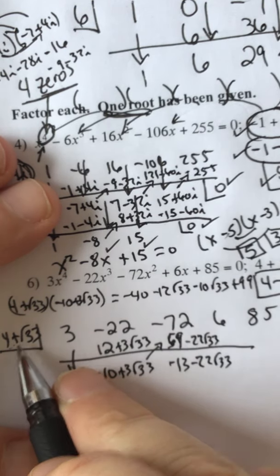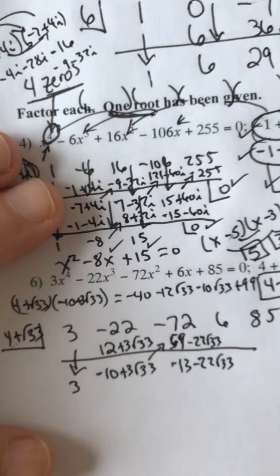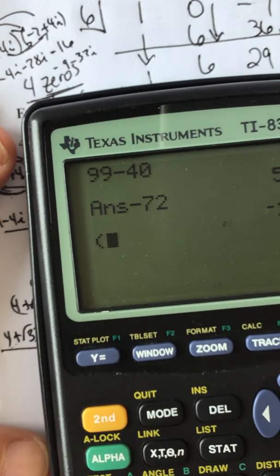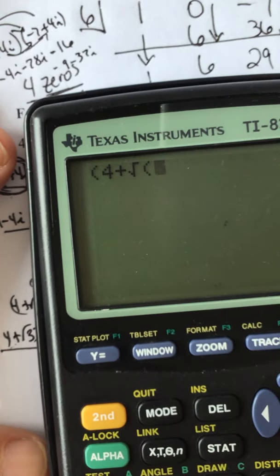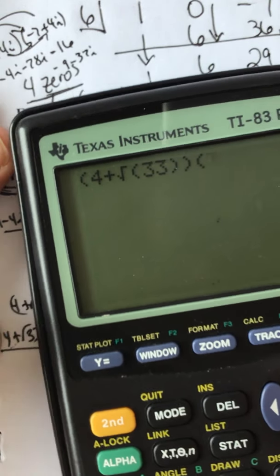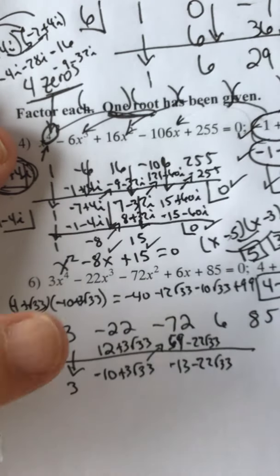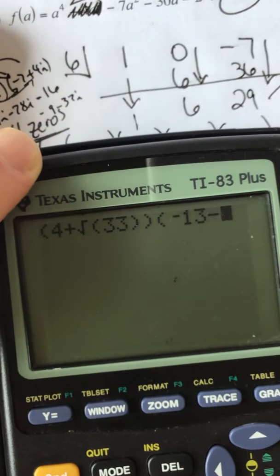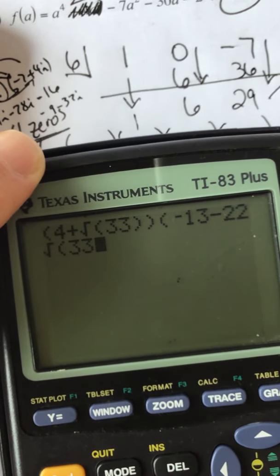Now I have to multiply it times this one again. Okay, I think I'm going to use my calculator now for that. So let's see if we can't help ourselves go a little bit faster. So in parentheses, I'm going to go 4 plus root 33 times, and then I want negative 13 minus 22 roots 33. So negative 13 minus 22 roots of 33.